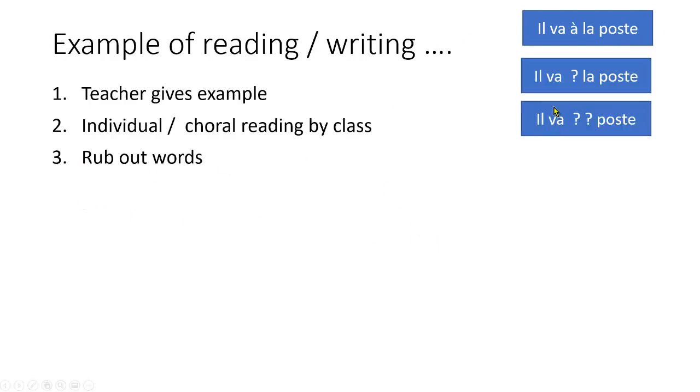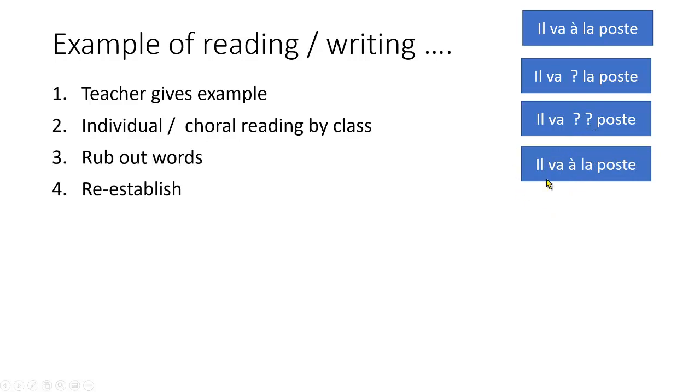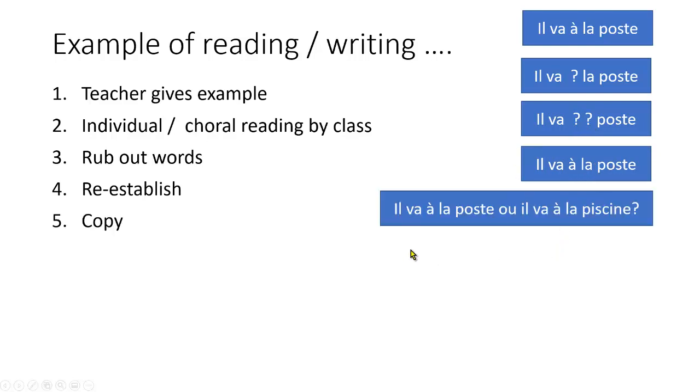Then you would rub out the words as the teacher. So first of all, take that word out and say, on your mini whiteboards, write the one that's missing, and then take those two away. On the mini whiteboards, write the two that are missing, and so you could go on. And then they'd re-establish. Then there'd be some sort of copying exercise in a fun way. They've got to solve something, and the outcome will be that they'll write one of these. So tu vas à la poste, tu vas à la piscine.